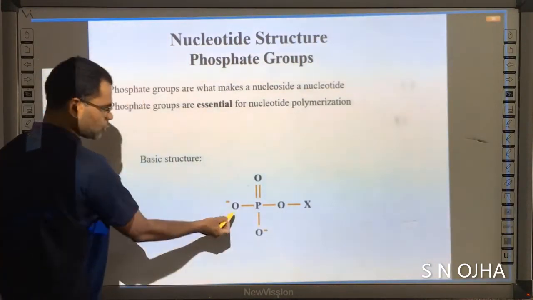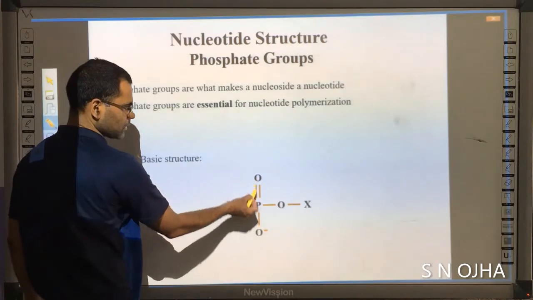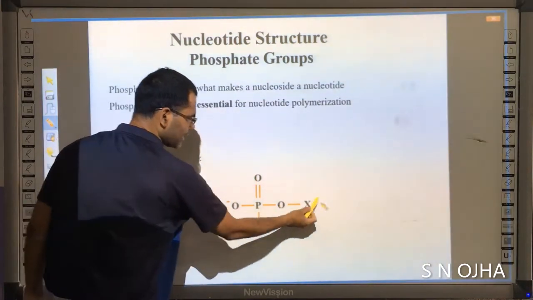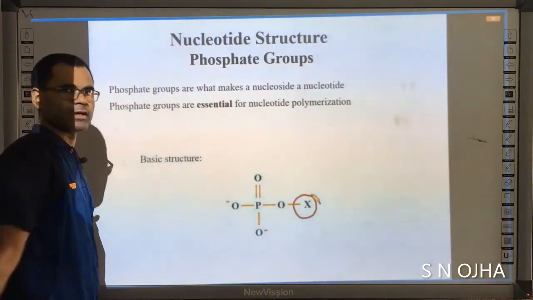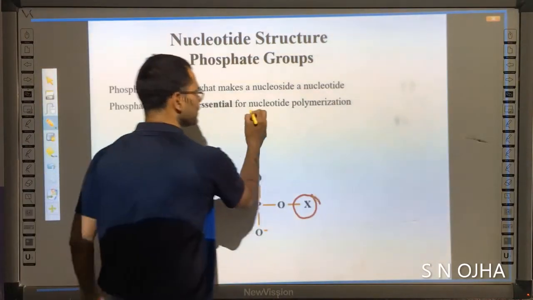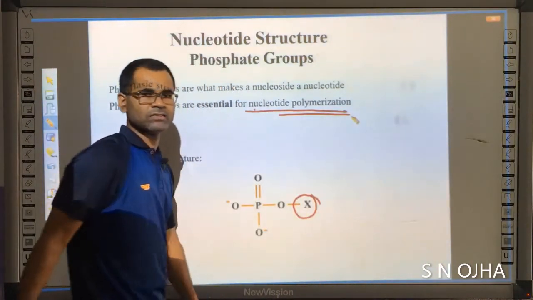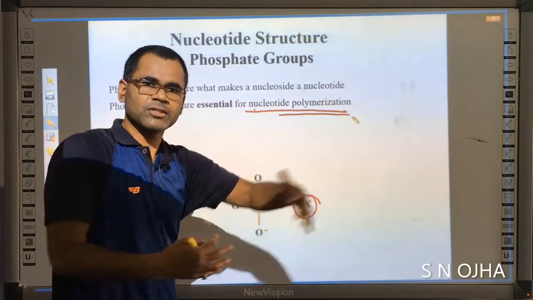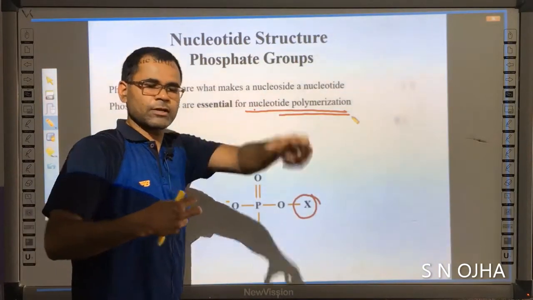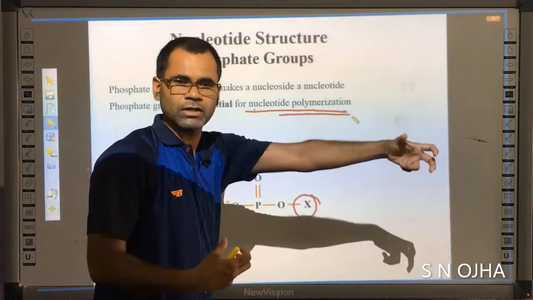That is, as I told you, a phosphorus is there, oxygen, and here whatever group is going to attach. This phosphate group is very important in polymerization, the polymerization of nucleotides. One nucleotide should connect to another, should connect to another, should connect to another.